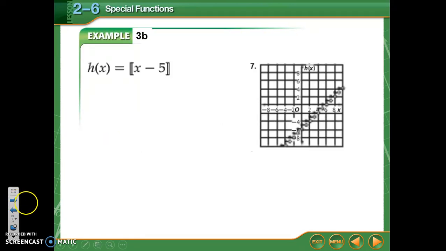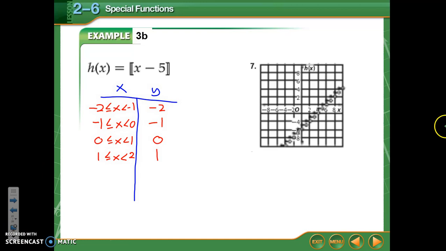All right, let's look at this one. Oops, I guess I have the graph showing up there. This is h of x equals the greatest integer function of the quantity x minus 5. Okay, here I have the basically table of values that would go with this graph. So, oh, I'm sorry, I made a little mistake. Let me fix that. So we will practice more with these tomorrow, but let's just look at what's happening.